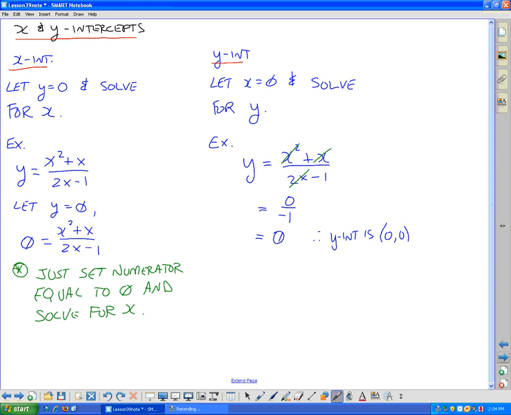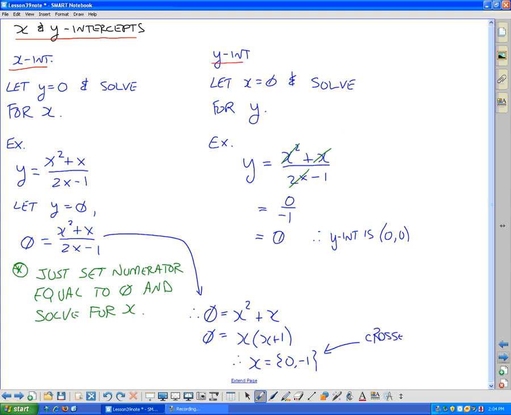Now just going back here, and I'll add this in. I didn't really finish this part of the note. If you're setting the numerator equal to 0, that would mean 0 equals x squared plus x. Factor out the x, and you'd have x times x plus 1. So the values of x would be 0 and negative 1. Those are your x-intercepts, so that's where the graph crosses the x-axis.